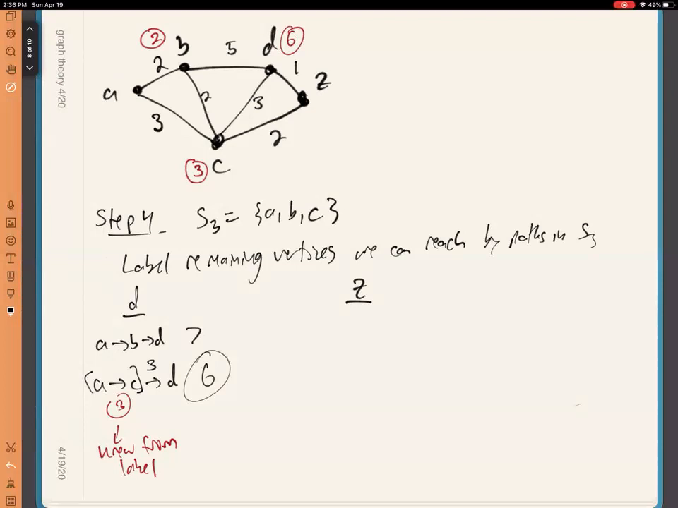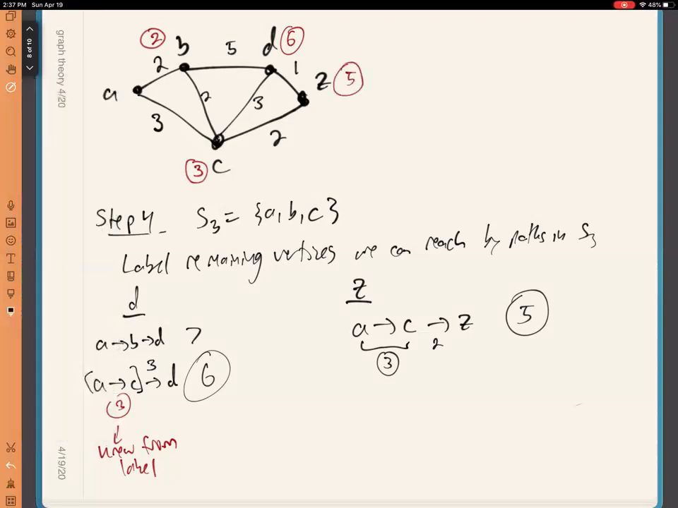Well, I can get to Z through S3 in only one way, right? Because if I have a path from A to Z, it has to go through either D or C. And since D is not in my set S3, I'm only looking at the path that goes through C. And so that's going to be A to C to Z. Once again, either from directly inspecting or by looking at the label, the length from A to C is 3, and then the length from C to Z is 2. And so that's going to be a label 5. Right? So we're going to label Z a 5.